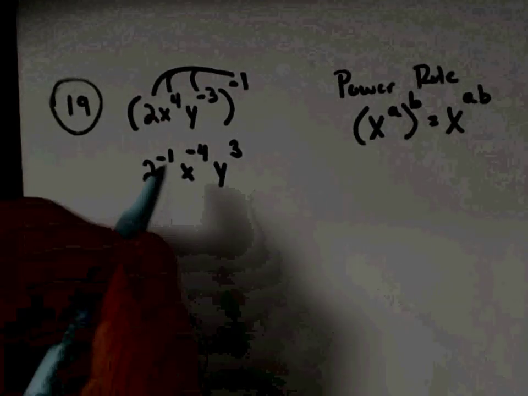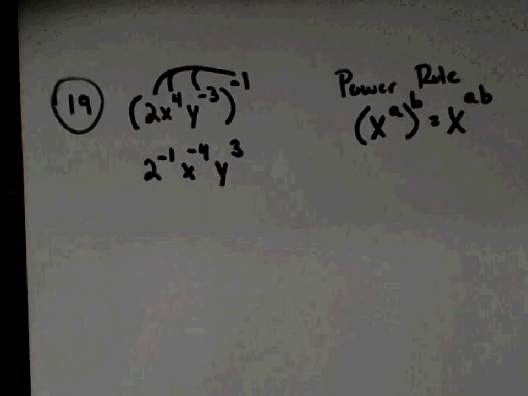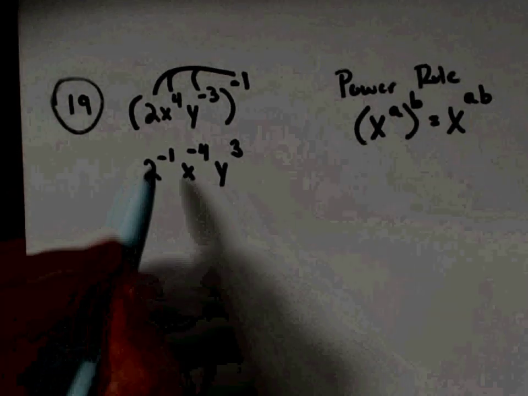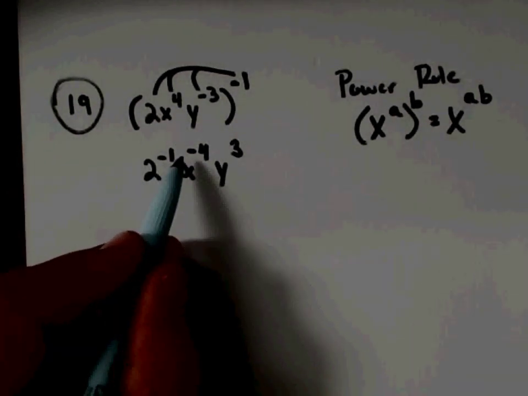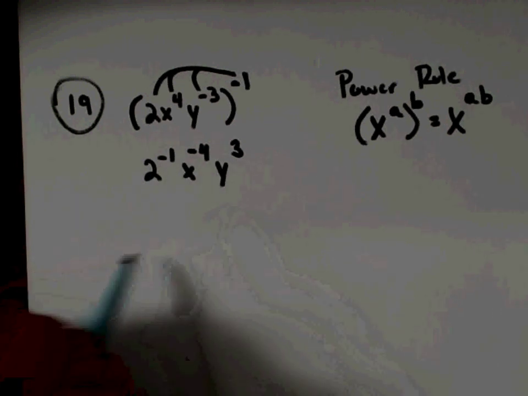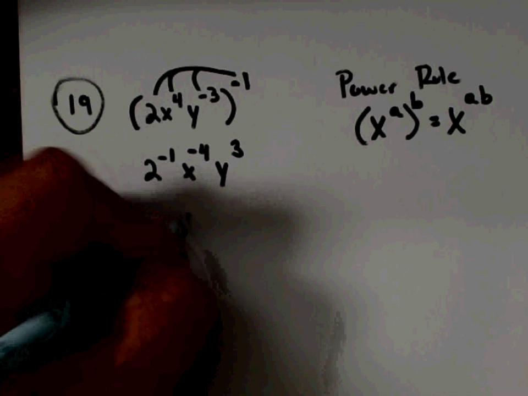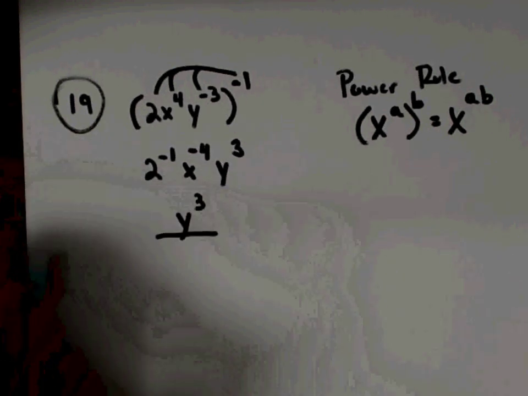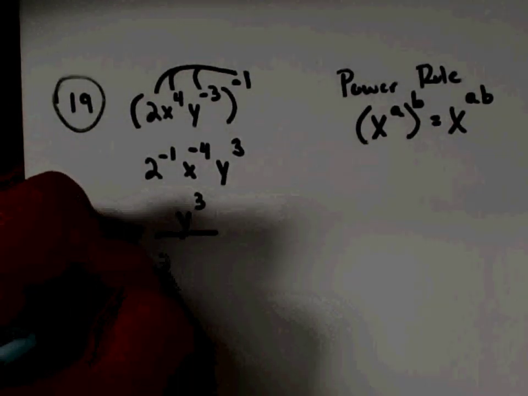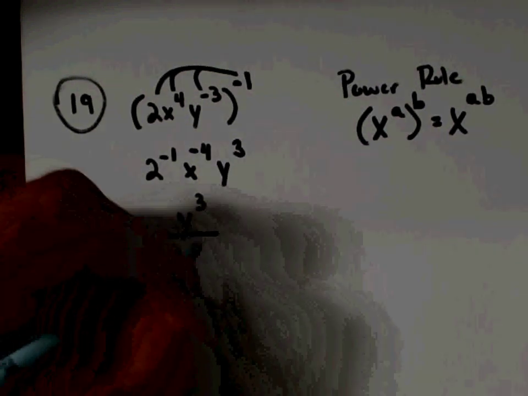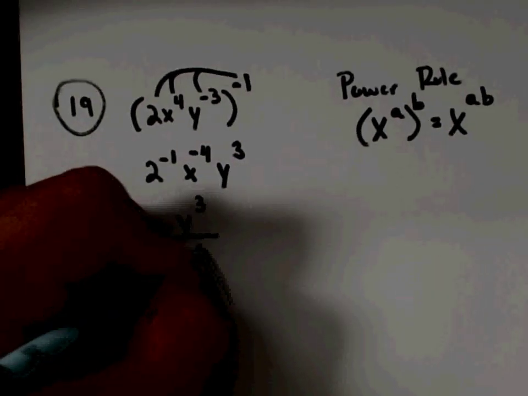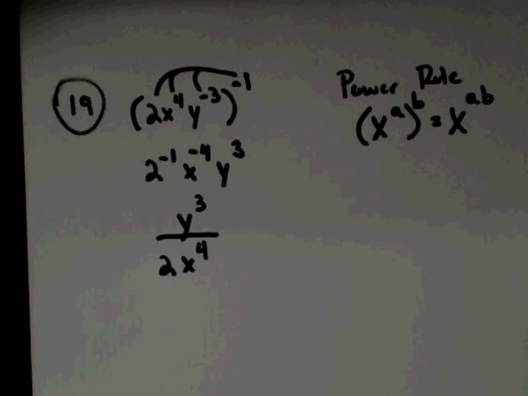All right? Now we have negative power rule showing up. Negative power rule says that if anything is raised to a negative power, it goes to the denominator or it flips and becomes positive. And so the only one that's going to remain up top is y to the third, and then my 2 to the first power goes to the bottom, and my x to the negative 4 goes to the bottom and becomes x to the positive 4. And there's my final answer.